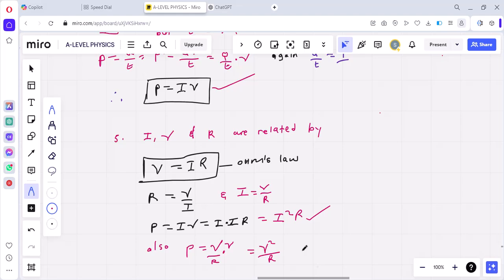Or we can make R the subject, or we can make I the subject here in the Ohm's law formula, and we play with the formula for power. Let's say we make I the subject. Then where there is I in the power formula, we substitute it with V over R, and that will make V squared over R. So that is another formula for power.